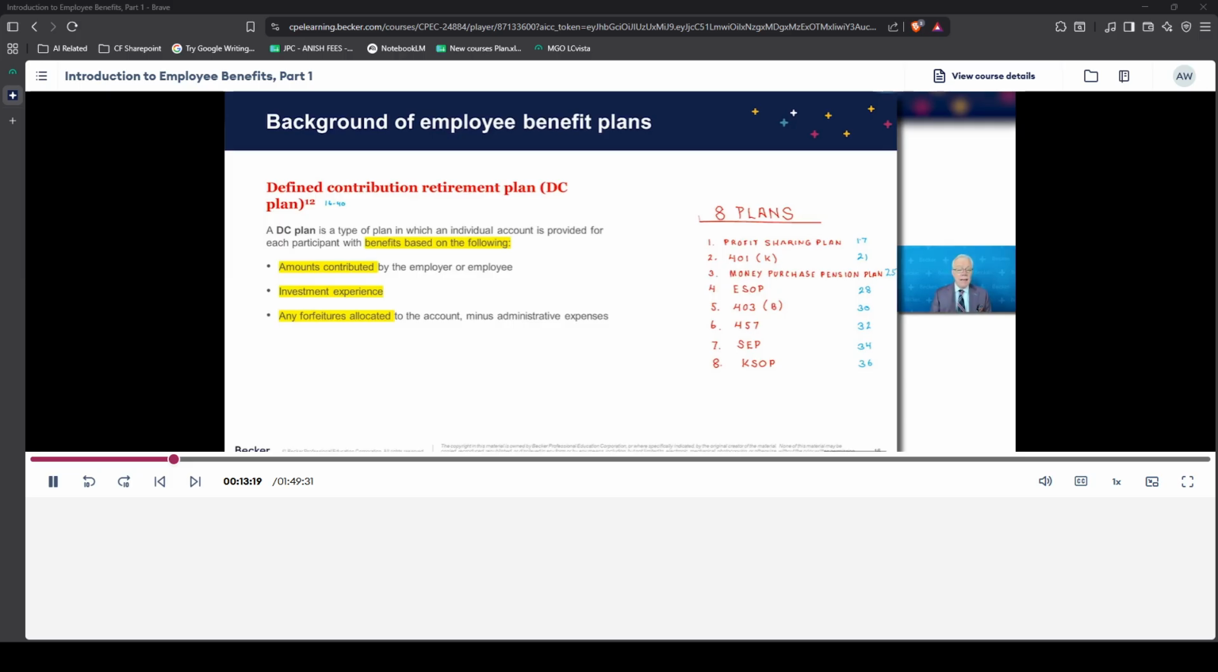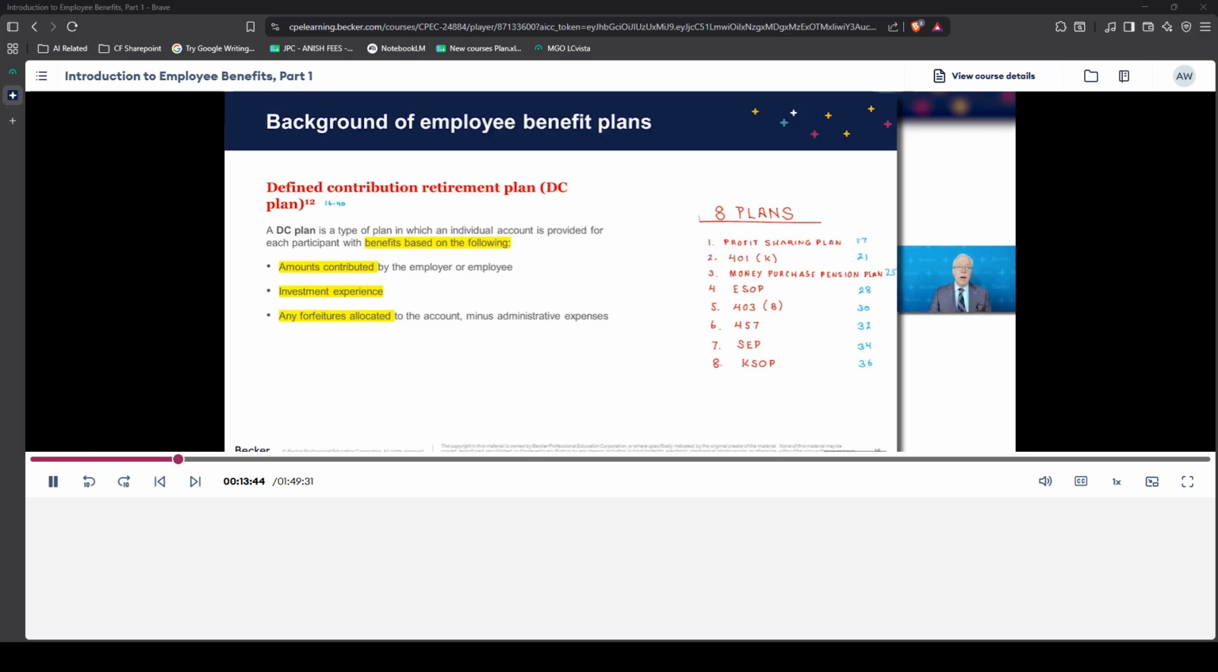Now, the 8 plans that we're going to be discussing are a profit sharing plan, a 401k, that's the most popular that most of us know about, a money purchase plan, an ESOP, an employee stock option plan, a 403b, that would be for people who are literally teachers at local schools. In fact, my sister, that was what she retired on, is a 403b. You have your 457 plans, your SEPs, and your KESOPs. We're going to look at each of those over the next couple of minutes.